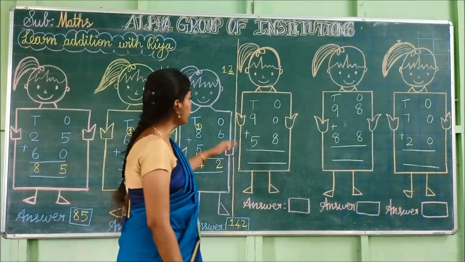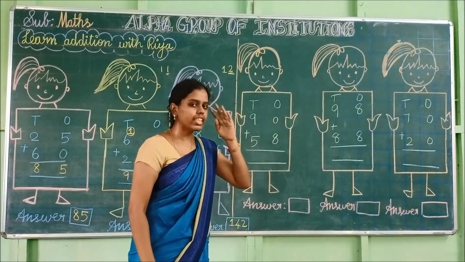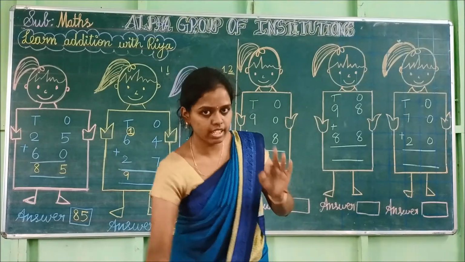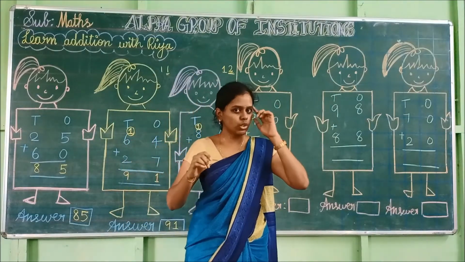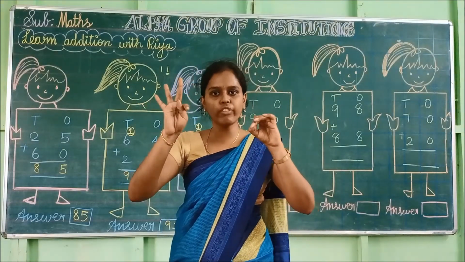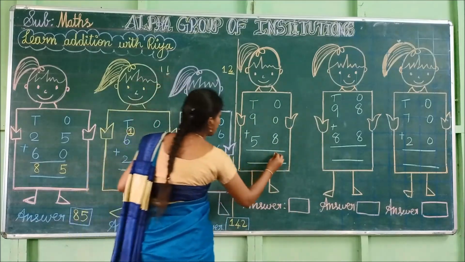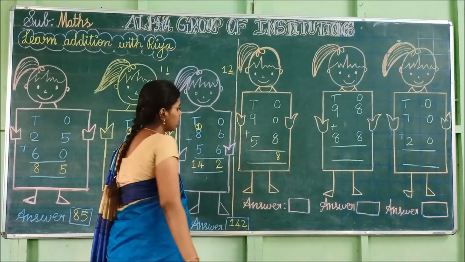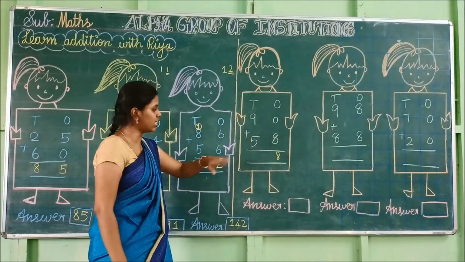Now we are going to the next sum. See 0 plus 8. 0 in the mind. Take 8 in the fingers. After 0, 1, 2, 3, 4, 5, 6, 7, 8. So your answer here is 8. Then we have no carryover, so you have to go for this tens place.